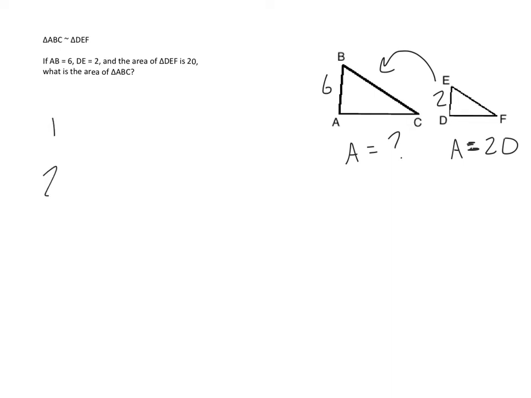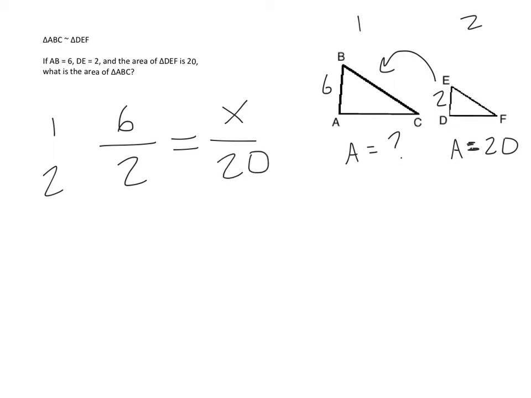So again, triangle 1, triangle 2. We're going to set up a ratio. And when we set up our ratio, what we're going to do is start with our sides. So let's call this triangle 1, this triangle 2. I'll call this length 6 and this length 2. And I don't know the area of triangle 1. I know the area of this is 20.